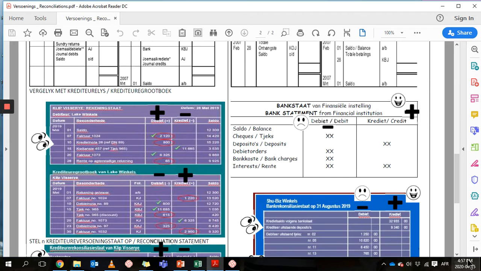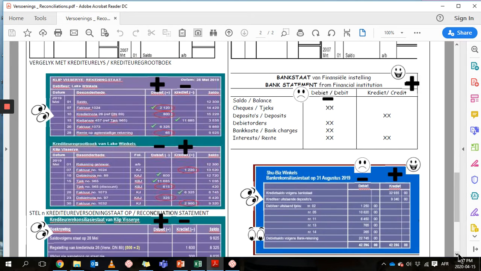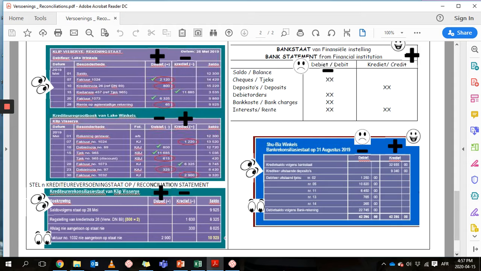What we then need to do is set up a reconciliation statement. Now the reconciliation statement starts with their point of view. That means the balance date, say we have. We put in all the stuff that is different, there's a mistake or whatever. And then we end with our point of view, the balance in our account.